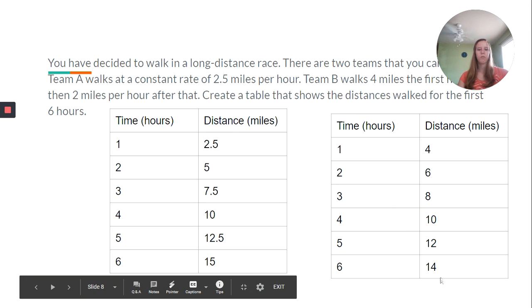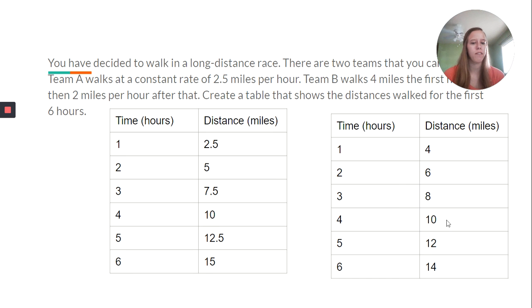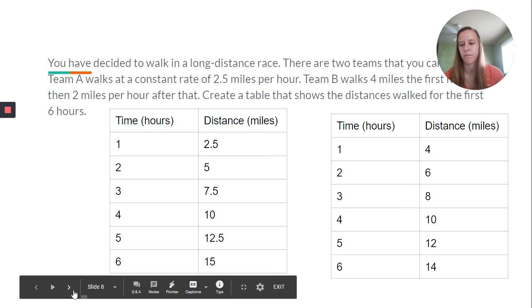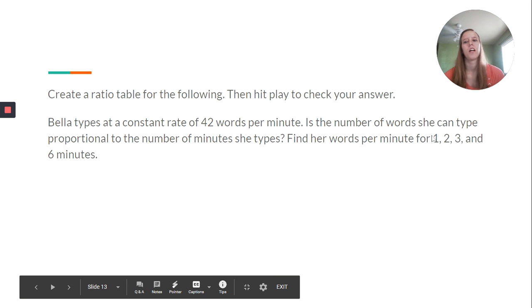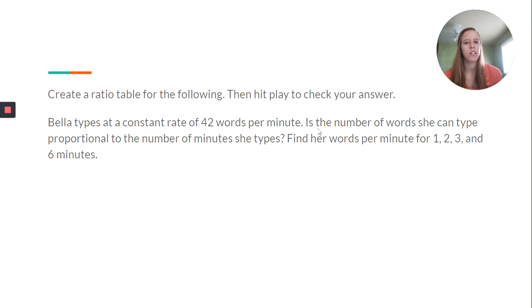This one, so if we add, we'll keep track. We're at 6, then 2 more, we're going to be at 16 for 7 hours. Add 2 more, we're at 18 for 8 hours. 2 more is 20 for 9 hours. And 2 more, it's going to be 22 miles for 10 hours for Team B. Okay, so Team A is 25, Team B is 22. So you're going to use this one here to make your own chart.